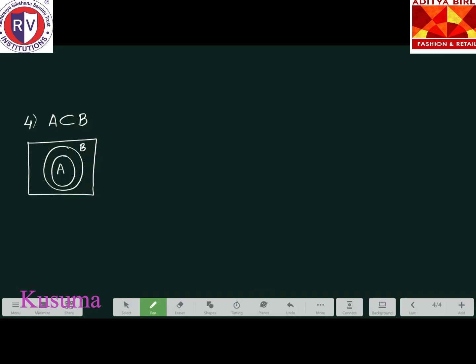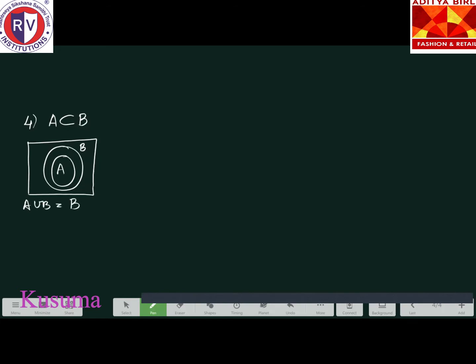Just by looking at this picture, we can say that A union B is nothing but B here, because B is the bigger set. And similarly, A intersection B is A. So we have to keep it in mind. Since A is a subset of B, we can say that A intersection B is A. Now, let us see what happens to N of A union B.